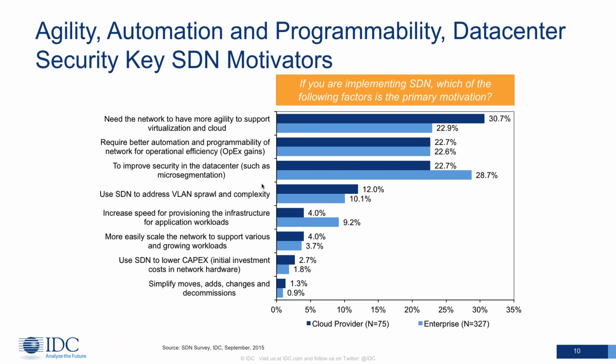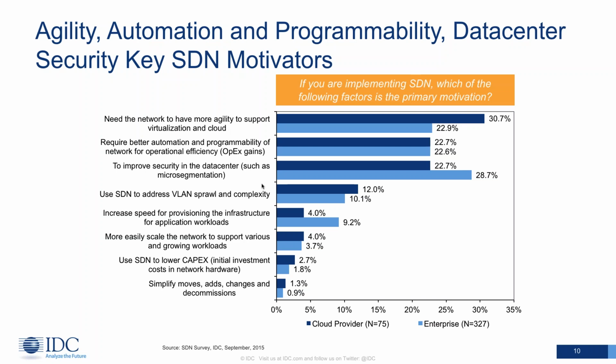So if we move on, this was what we got when we did our survey, which is kind of interesting, and I think there's a bit of a difference, but there are also some commonalities here. We asked in an SDN survey that we did toward the end of last year, 2015. We asked respondents worldwide. You can see there were 327 enterprise respondents and about 75 OTT cloud respondents. We asked them, if you are implementing SDN, which of the following factors is your primary motivation? And we can see that, among the cloud providers, needing the network to have more agility to support virtualization and cloud was far and away their leading motivation at almost 31%.